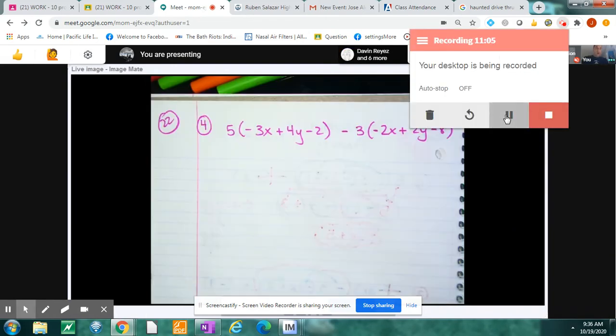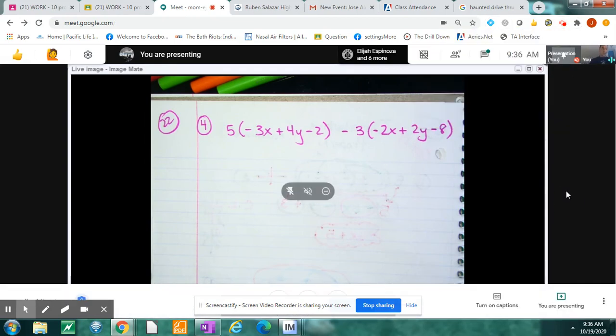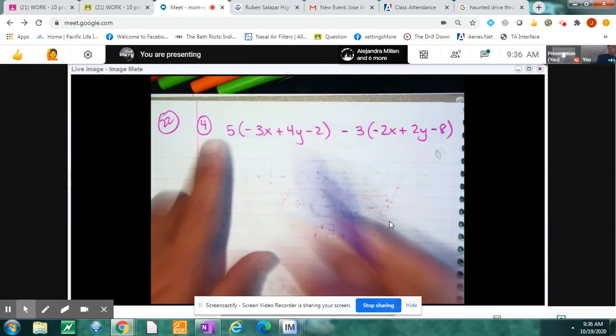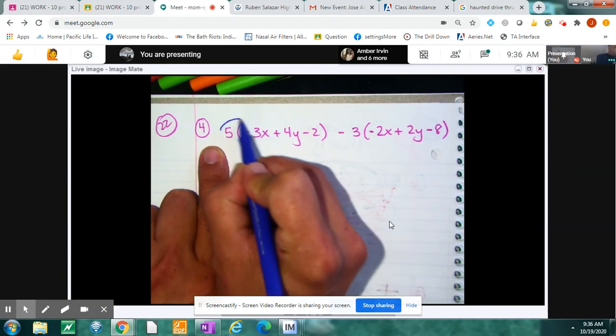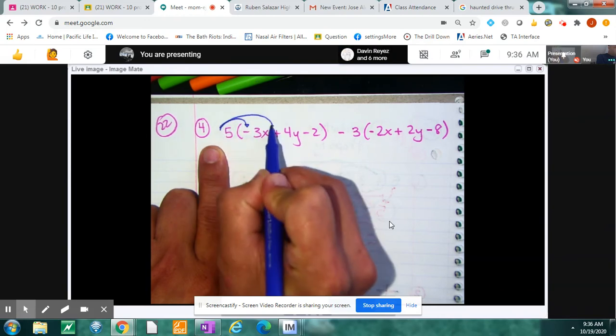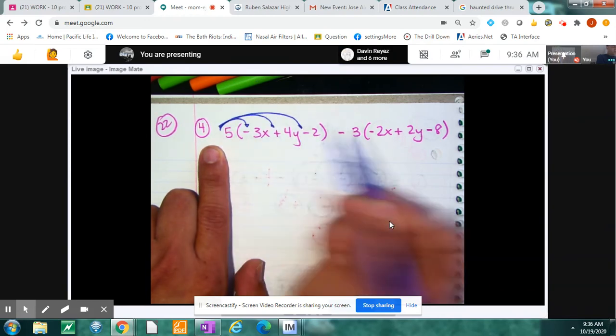All right, so the next one we're doing is number 4. If you ever want to stop it, you could go ahead and stop it. So remember, on this one, it's 5 times -3x plus 4y minus 2. And then minus 3 times. So remember when there's a parentheses, -3 times all this. So what you're doing is you're doing distributive property. So there's 2 in 1. So let's do the first one, and then the second, and then the third. You see that?